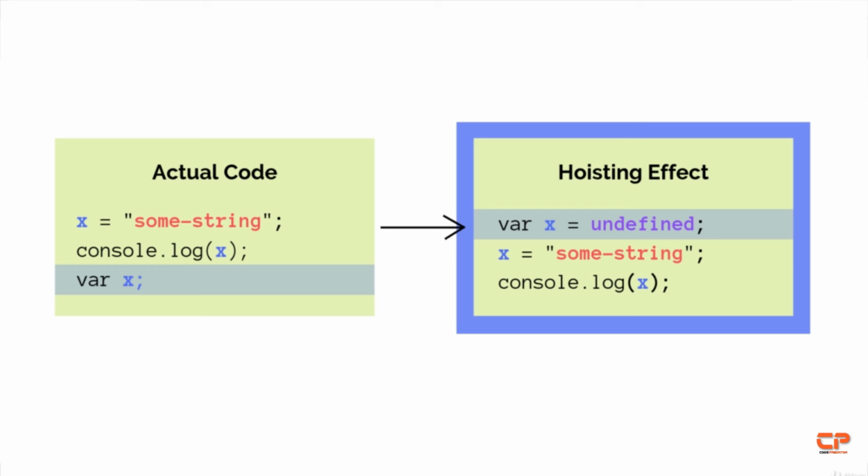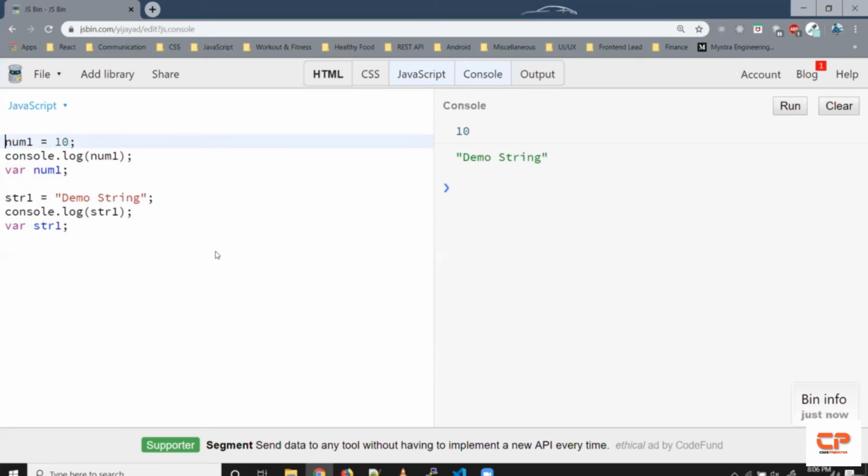So if you try to print this num1 variable, even before you assign it a value, it will give you undefined. So let's give it a try. Let's try printing this num1, even before we assign this value 10. Let's clear the console and run again. And as you can see, we got undefined.